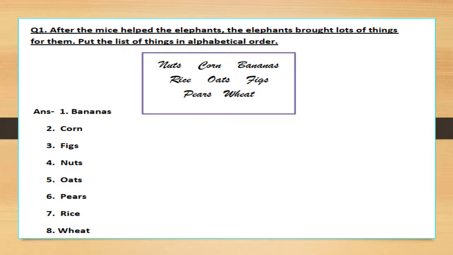So here we will write number one, bananas, because banana is started with the B letter. Let's see, next word is corn. Number three is figs. Number four, nuts. Number five, oats. Number six, pears. Number seven, rice. And number eight, wheat. So children, we are writing all these words according to the alphabetical order.